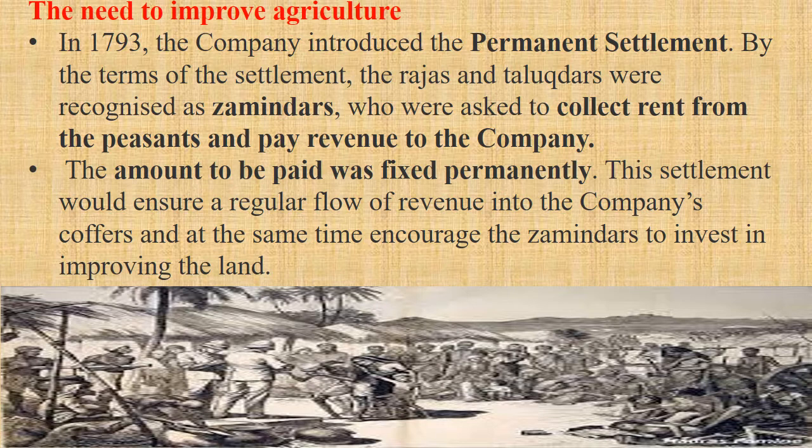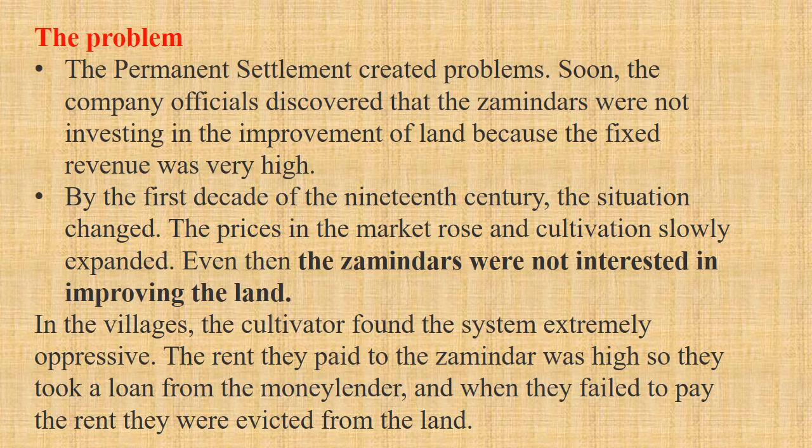But this amount was a little high. So the Rajas found it difficult to spend money on improving the land, because they were already paying a lot to the company. By the first decade of the 19th century, the situation changed. Prices in the market rose and cultivation slowly expanded. But even so, the Rajas or Zamindars did not show any interest in improving the land.